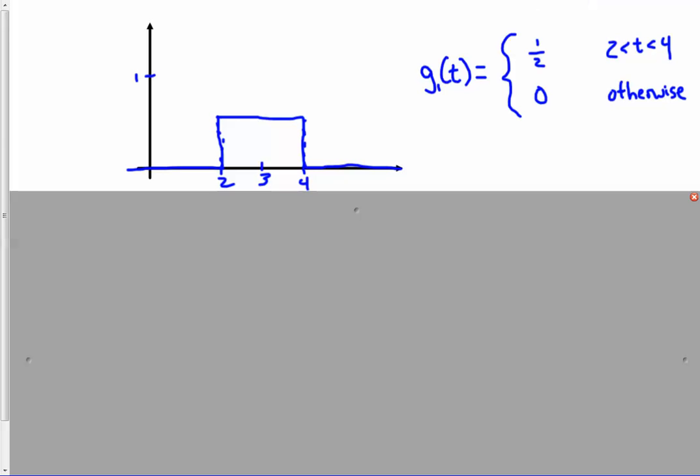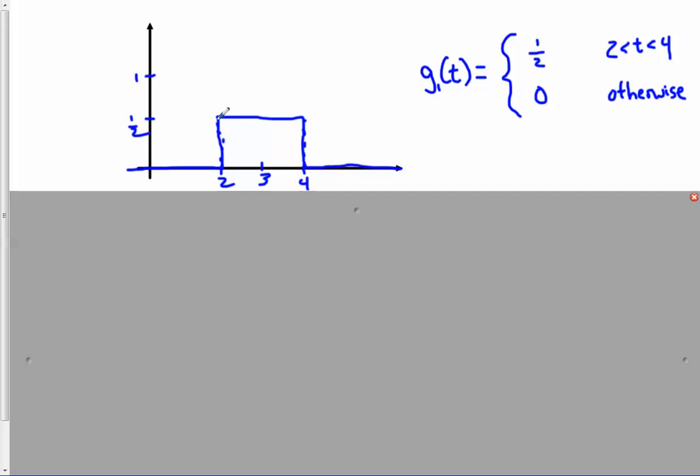Let me start with a function that looks as follows. Let me put a 3 here, 2, 4, and a 1 here. Imagine a function that is 0, and then at 2 it goes up to a half, and then at 4 it comes back down to 0. Maybe I should put dotted lines here and here. Let me write that function out. I'm going to call it g1 of t, and it's simply 1/2 on the interval 2 to 4, and 0 otherwise. Fair enough.